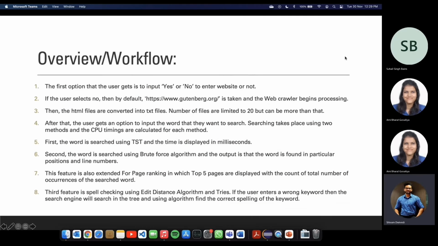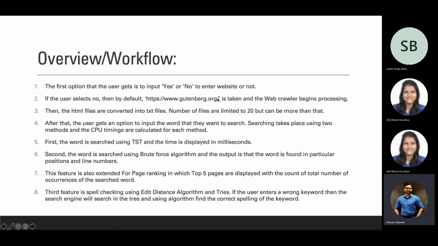For the input, the user gives yes or no. If the user decides to enter the website URL, then that website is crawled using the web crawler. Or if he decides to select no, then the default gutenberg.org website is selected. After that, the crawler runs, and the HTML files are converted into TXT files by JSON. Currently we are limiting the number of files to 20, but it can be more than that.